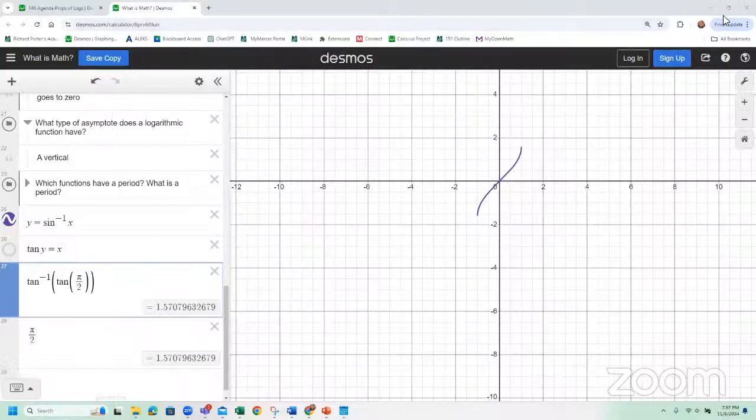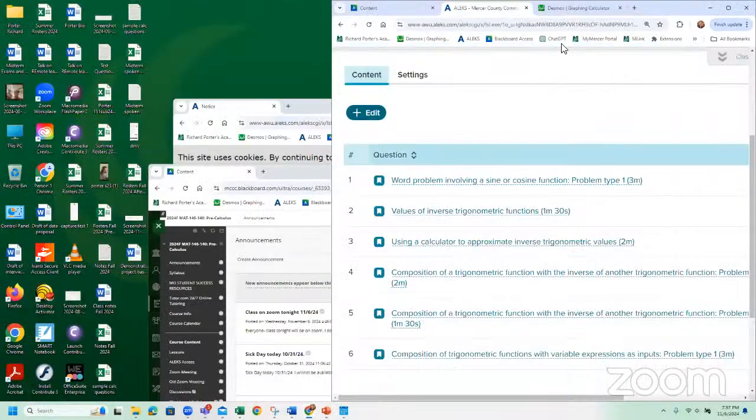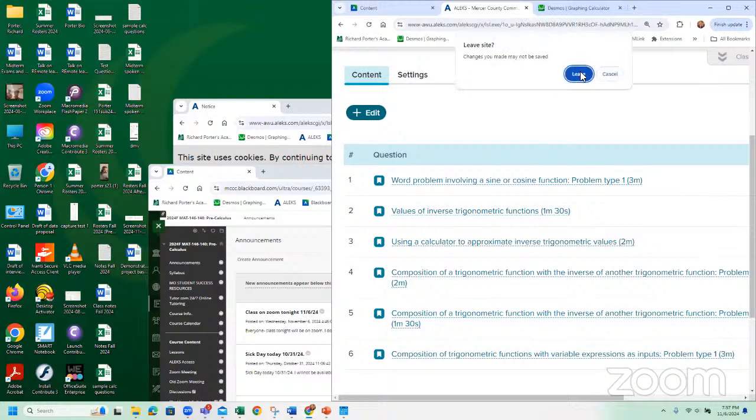However, going into the lessons, I didn't see it was uploaded. It should be there. Am I still sharing screen? No, I'm not sharing screen. I stopped sharing screen? What's wrong with me? Okay, so let's see what I've got going on here.